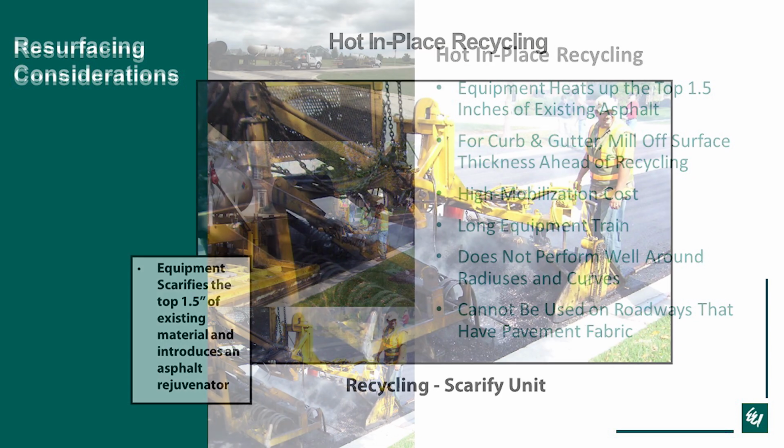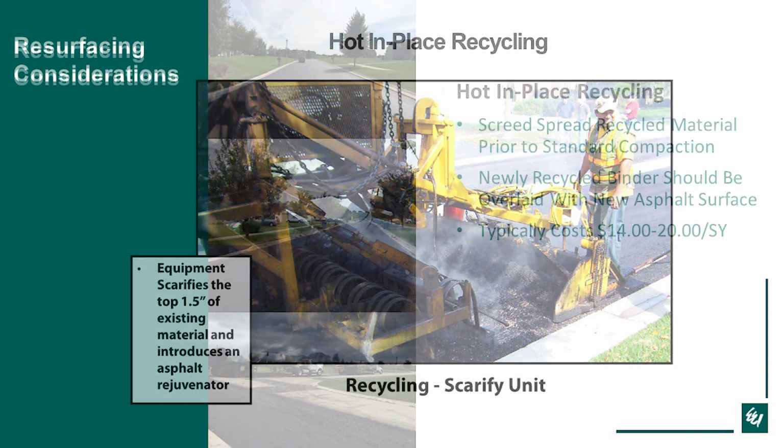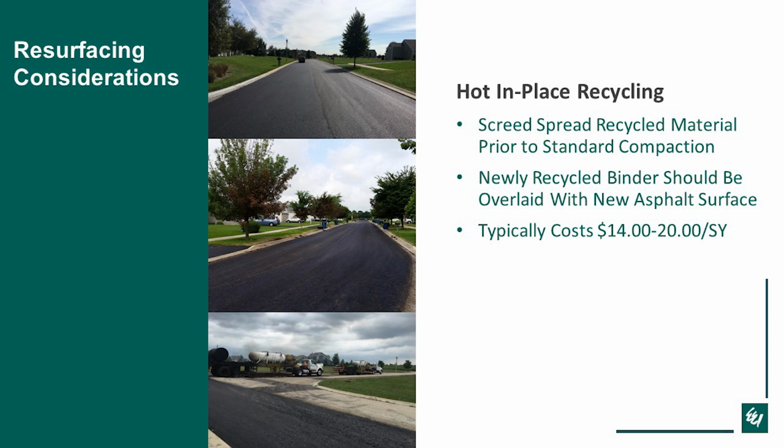So what's shown here, as discussed, is the scarifying unit. There's little tines that go through and scarify the asphalt up to about 1.5 inches, and then that's where they introduce the asphalt rejuvenator, and then you just use a standard paving screed to put the recycled material back down to your standard compaction methods, and then you would overlay with a new asphalt surface. And typically this can save you, because you're not replacing that 1.5 inches of existing asphalt, you're just reusing what's there, can save you a little bit.